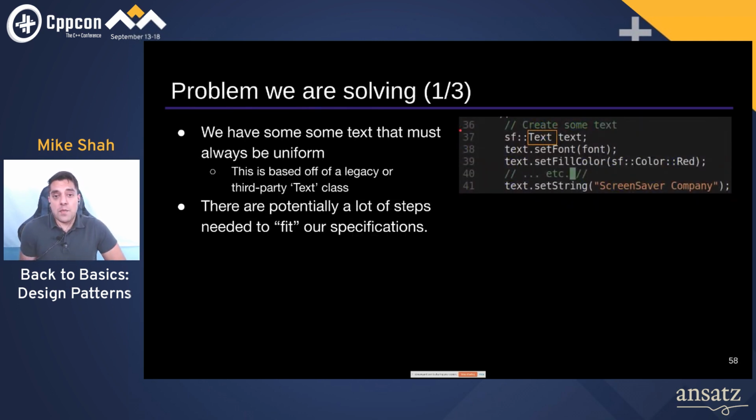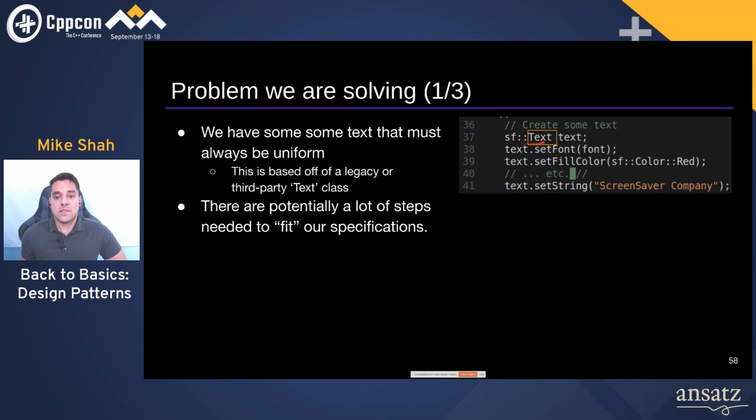Okay, so the problem that we're trying to solve here in our second task is we have some text that must always be uniform. And this is the current interface that we have, the current data type, this text class. And this is based off of some third-party code. In fact, it's from another library called the Simple Fast Media Library, which I'll link at the end.